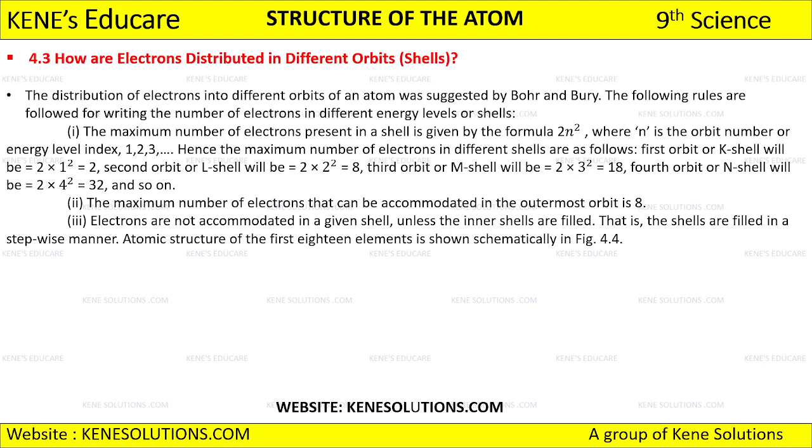So here, as I said, K shell can have only 2 electrons, right? L shell can have 8 electrons. M shell can have 18 electrons, and N shell can have 32 electrons. So these are the number of electrons which can be present in a particular shell. But we are not calculating it on its own, right? We are calculating it on the basis of the formula 2n square. So you should know how to calculate that. So I want you all to please go through it quickly.